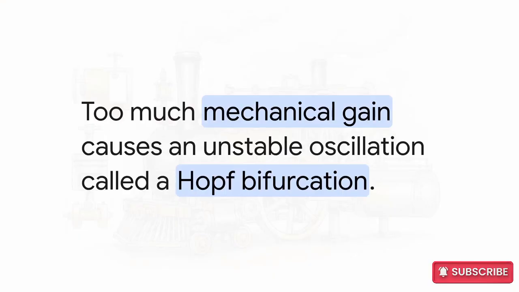Now, this feedback loop is brilliant because it actively seeks equilibrium. But there's a fascinating catch in the physics here. If the mechanical gain is too large, meaning if the flyballs influence the throttle too aggressively, the engine will suffer from wildly unstable oscillating speeds. In physics, this complete loss of stability and creation of a constant erratic oscillation is known as a Hopf bifurcation. The engine literally starts hunting for a stable speed, surging violently up and down rather than running smoothly.